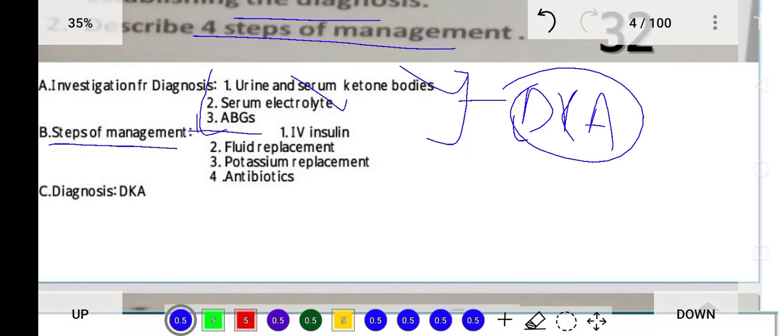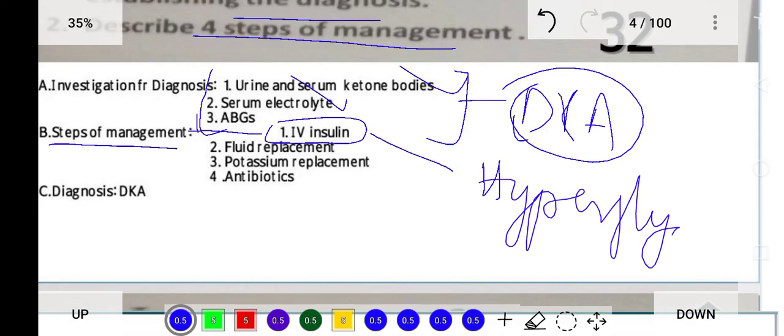So the steps of management for diabetic ketoacidosis are IV insulin, because the patient has hyperglycemia. In a hyperglycemic patient, we have to give IV insulin, and fluid replacement, because the patient has developed dehydration, and we have to infuse fluids to the patient.